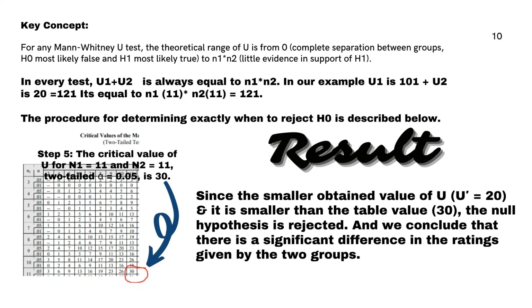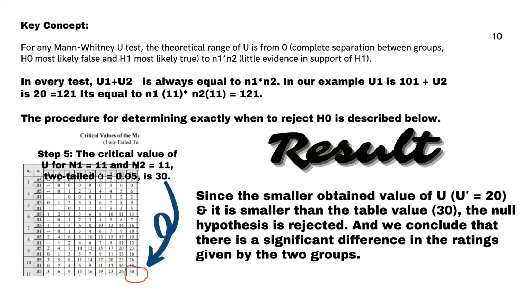The procedure for determining exactly when to reject the null hypothesis is described below. When I looked into the table, the critical value of U for N1 equal to 11 and N2 equal to 11, two-tailed, alpha at 0.05, is 30. You can see here I have shown it with the red circle and the arrow mark. So it comes to 30.